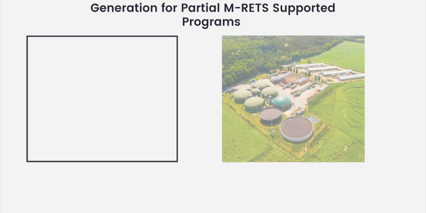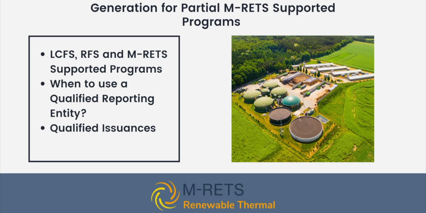This video will walk through how to report generation that is being split for both M-RETS supported and non-supported programs. If a generator sells generation into the LCFS or RFS and a M-RETS supported program, the generator must utilize a qualified reporting entity. M-RETS is unable to validate volumes sold into these programs. To protect against double counting, a QRE must be used.